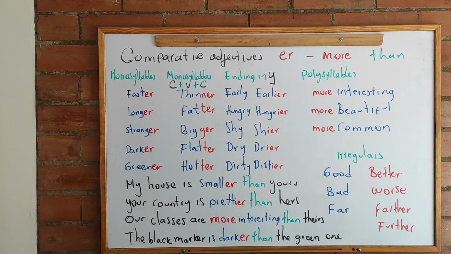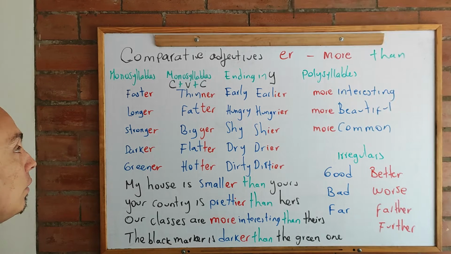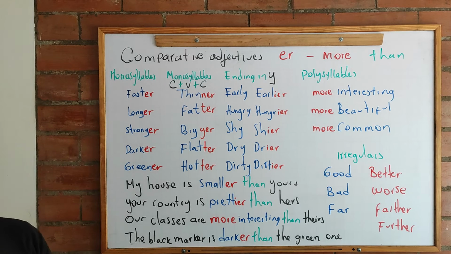I'm going to explain to you today comparative adjectives. First, what is an adjective? An adjective is a word that we use to describe, to characterize, or to qualify. Those adjectives can be transformed into different forms. In this case, I'm going to explain to you the comparative form.